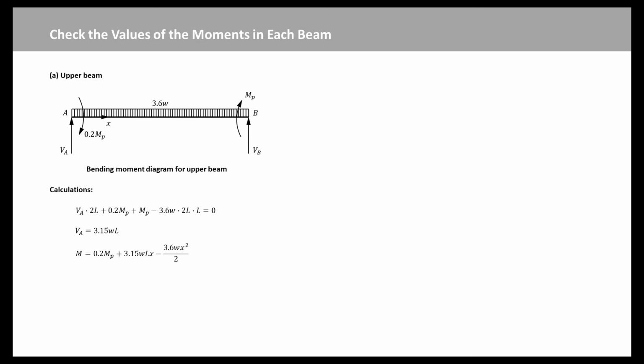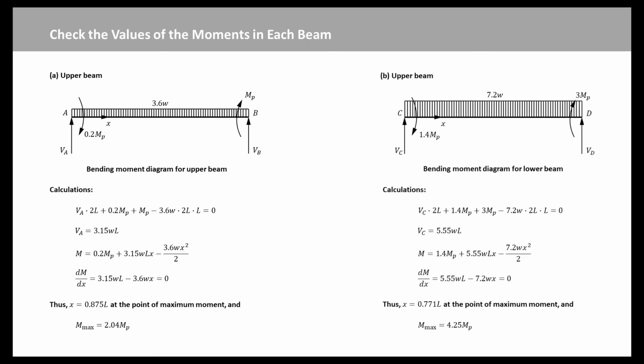The bending moment at any point along the beam is this M equation. It follows dM/dx equal to 0 for maximum moment. Hence, we have x equal to 0.875 L at the point of maximum moment, so that we obtain Mmax equal to 2.04 Mp. The lower beam is shown in this figure. The calculations are very similar to those for the upper beam. Thus, x equal to 0.771 L at the point of maximum moment, and Mmax equal to 4.25 Mp.